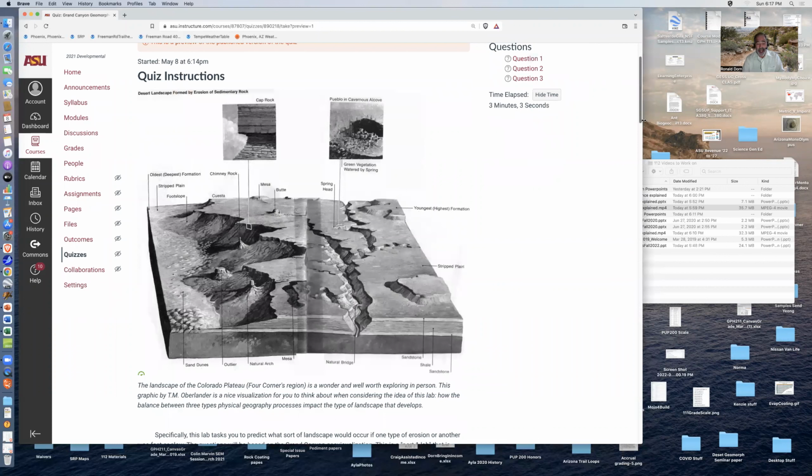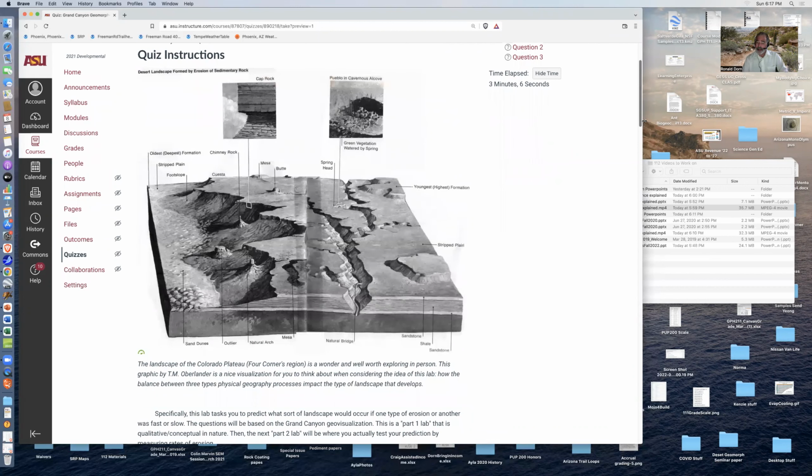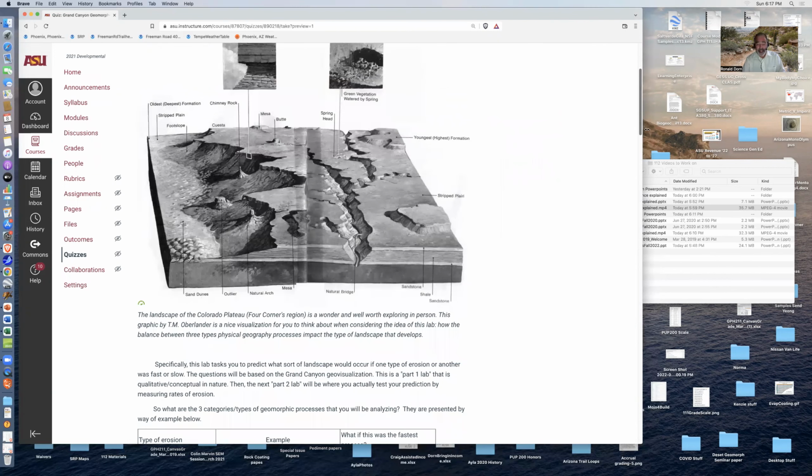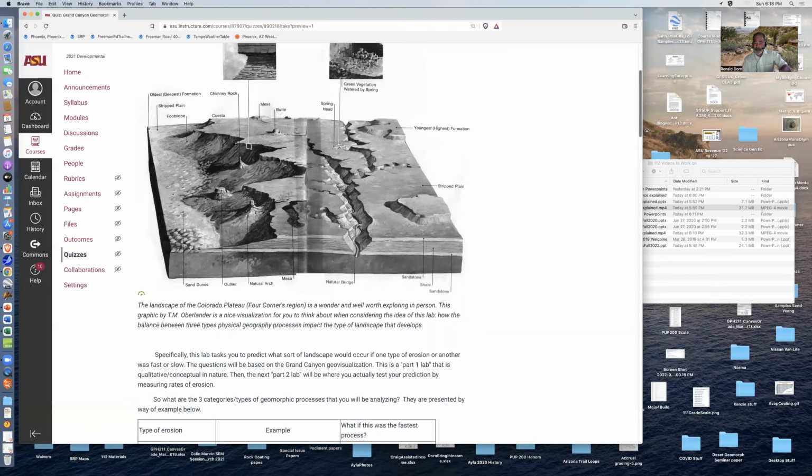When you look at the landscape of the Four Corners region of the Colorado Plateau, it's an exciting landscape portrayed here graphically by Ted Oberlander. There are cliff retreats going on. There are canyon incisions going on. There's the lowering of the landscape by erosion.